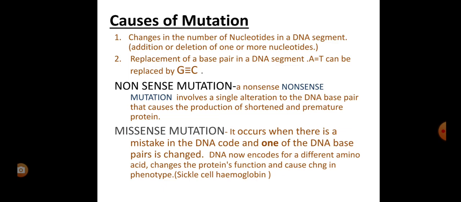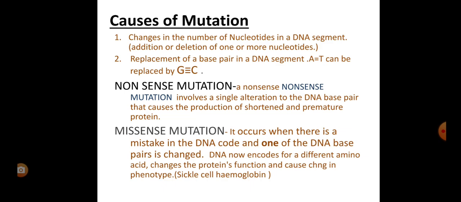Also, if there is replacement of a base pair in the DNA segment, base pair means nitrogenous base pair. A always binds with T and G always binds with C. So if in any base pair A and T is present, and it is changed to G and C, then what will happen? Then there is also a change in the protein formation and a change in the gene functioning. So we have two types of mutation, nonsense mutation and missense mutation.